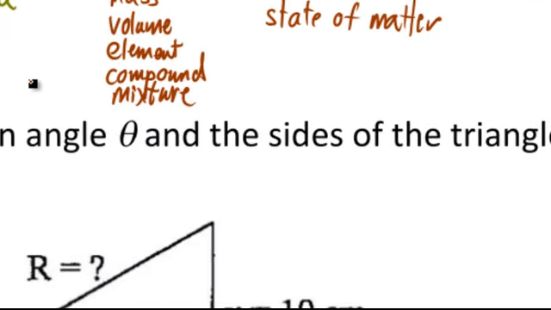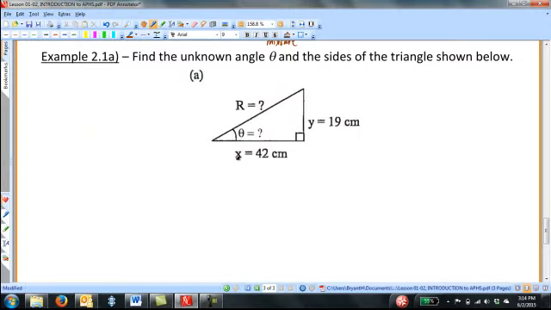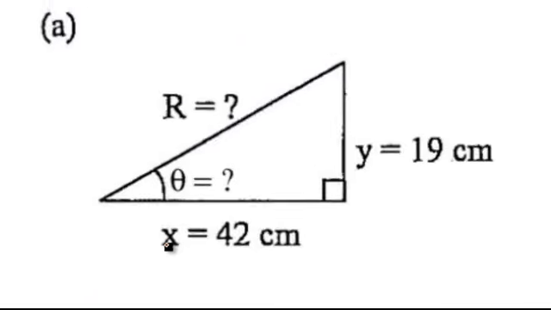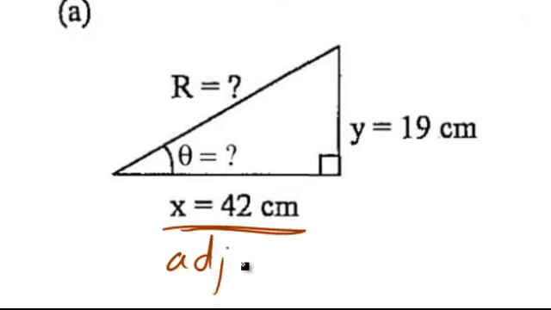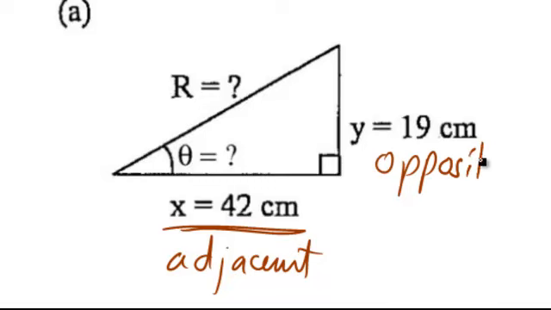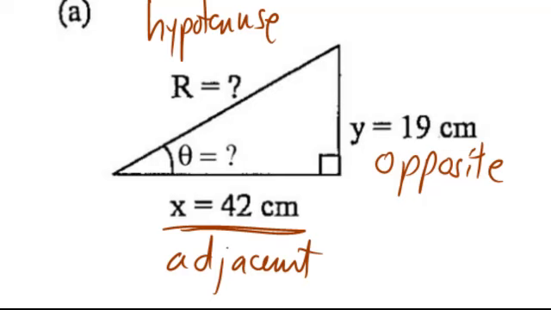Now let's just quickly work through a few examples. Example 2.1a. Find the unknown angle theta and the sides of the triangle shown below. And they give you a diagram. In this triangle, we see it's a right triangle. We're told what the adjacent side of this triangle is. It's 42 centimeters. And we see the opposite side of this triangle is 19 centimeters. And r is the hypotenuse. We want to know what is the measure of r and what is the measure of the angle theta.